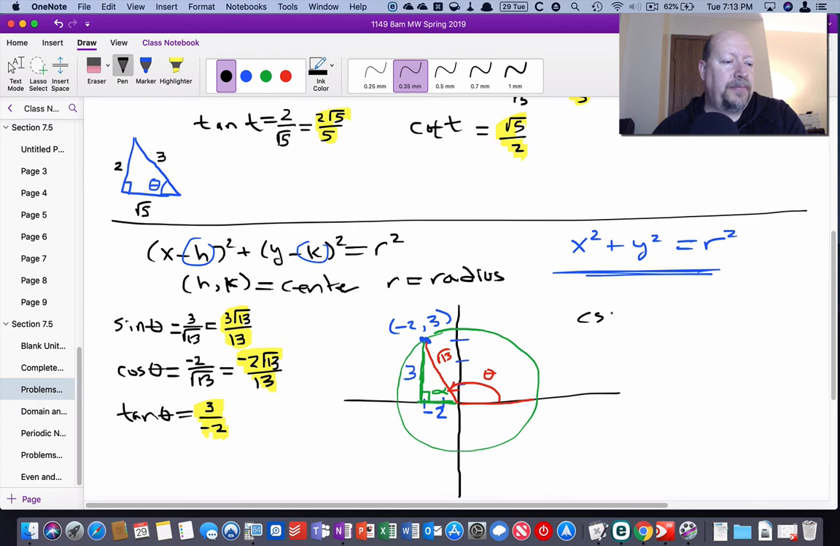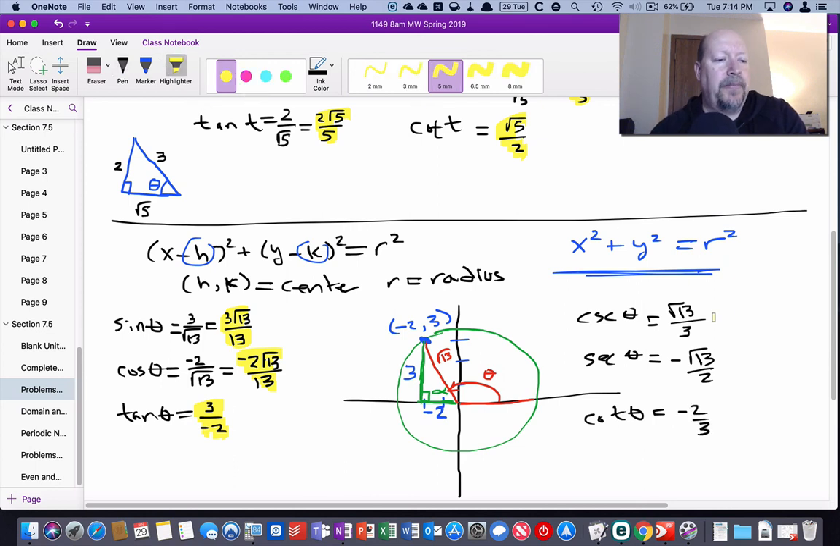So we've got cosecant theta, secant theta, and cotangent theta. The reciprocal here of the sine before I rationalized it will end up being radical 13 over 3. And then the reciprocal of the cosine, before I rationalized it, will be negative radical 13 over 2. And then lastly, negative 2 over 3.